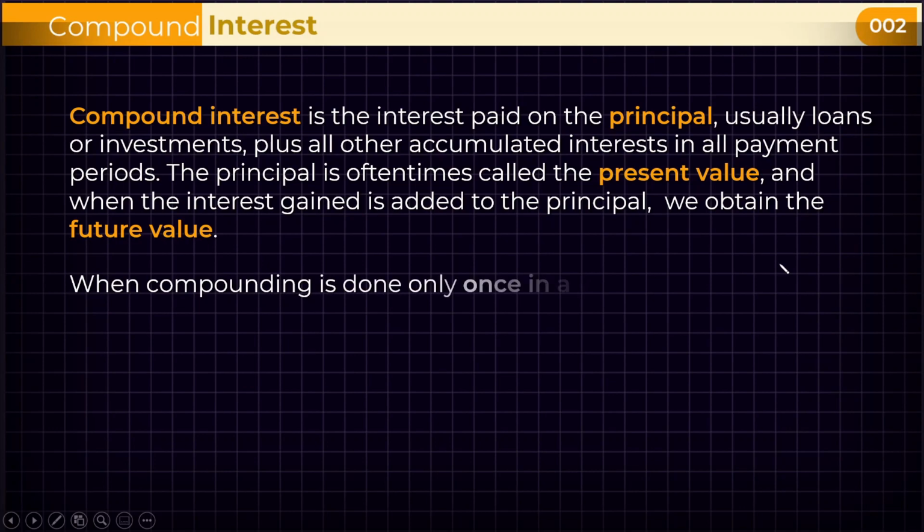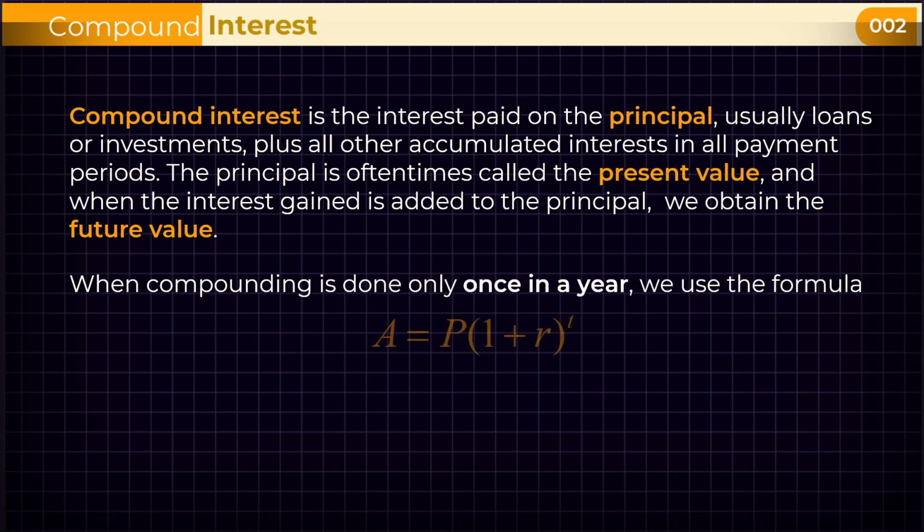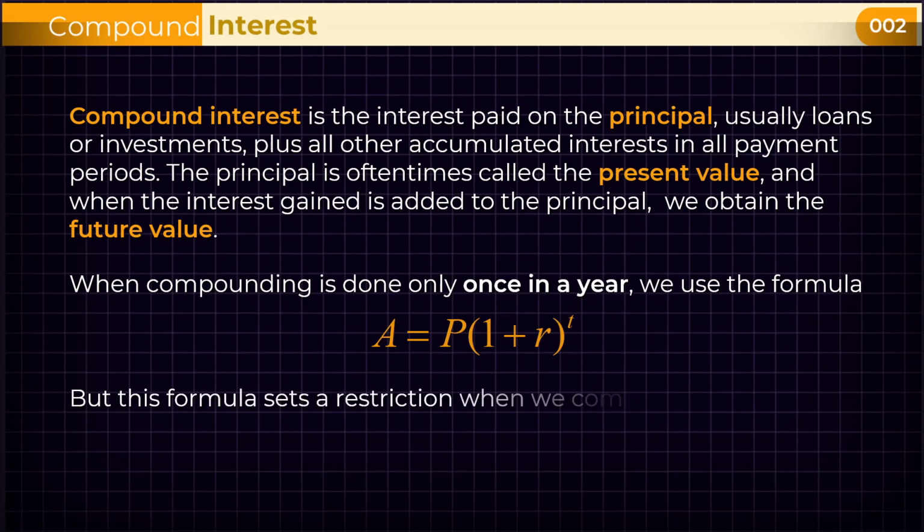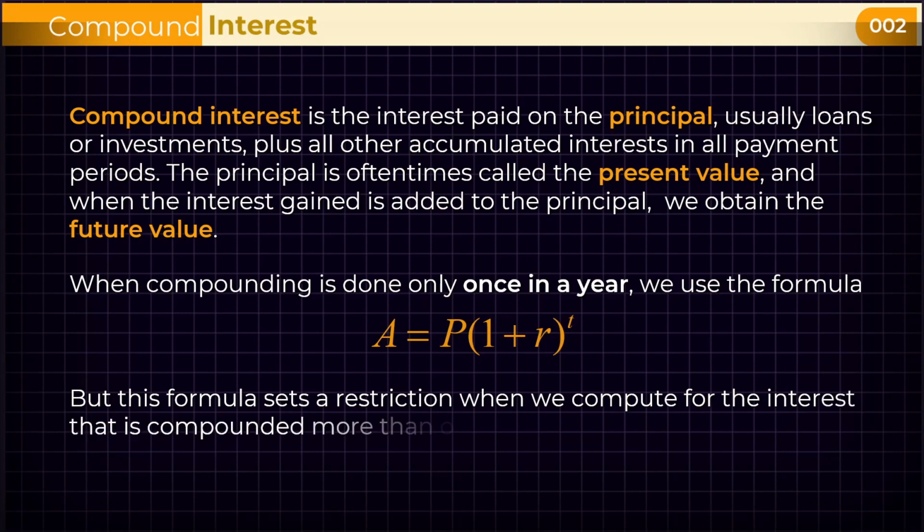When compounding is done only once in a year, we use the formula A is equal to P the quantity 1 plus R raised to the power of T. But this formula sets a restriction when we compute for the interest that is compounded more than once a year. This is called periodic compound interest.